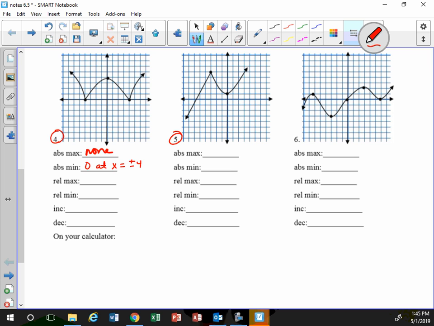Okay. Alright, relative max. 4 for f equals 0. What'd you tell me for relative min? Yeah, we can just repeat the absolute. Okay, increasing. Yep, -4 to 0, and then again from. Perfect.